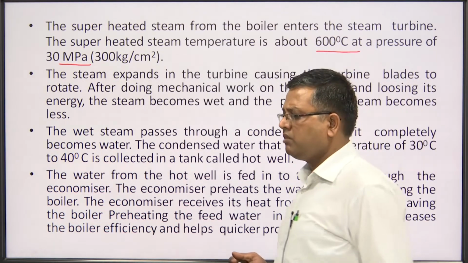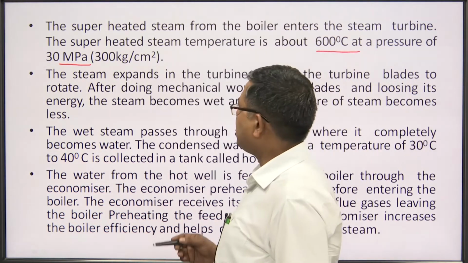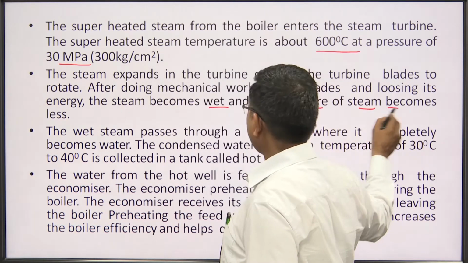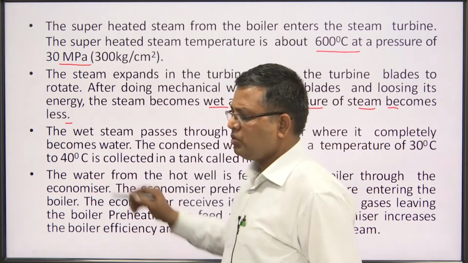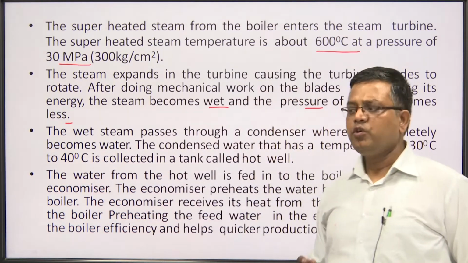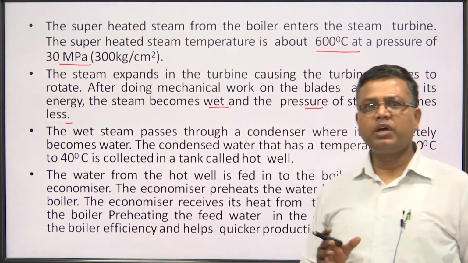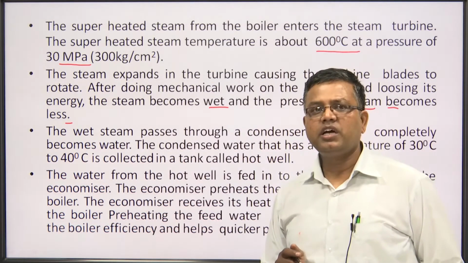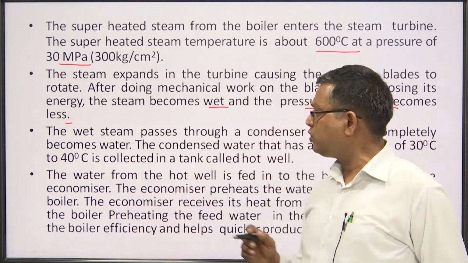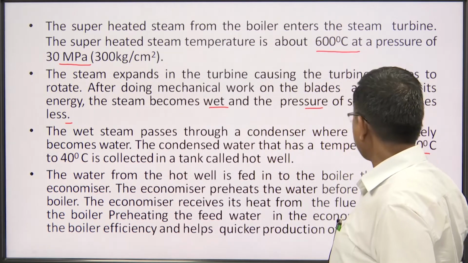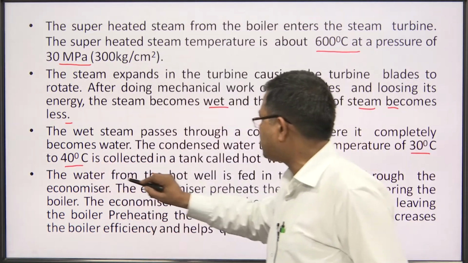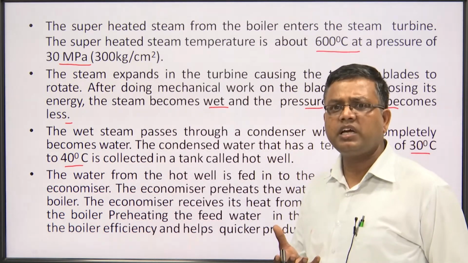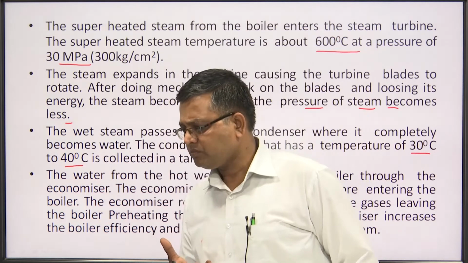After doing mechanical work on the blade and losing its energy, the steam becomes wet and its pressure becomes very low. This wet steam passes through a condenser where it completely becomes water. This condensed water has a temperature of approximately 30 to 40 degrees Celsius, and it is collected in a tank below the condenser, known as the hot well.